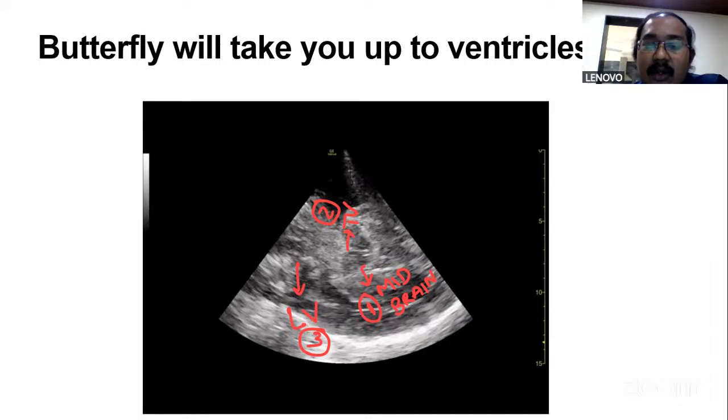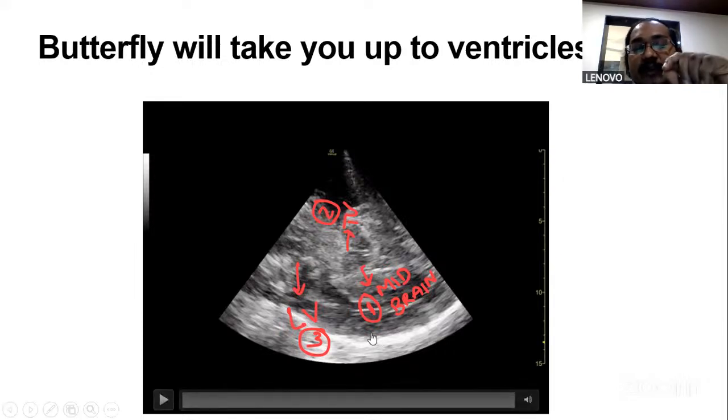As we know, we always look at the midbrain first. When the probe is placed at the transtemporal window and we get the midbrain, all you need to do is to tilt it up. If you slowly tilt up, you would get the third ventricle. If you slowly tilt even more up, you get the lateral ventricle. Here we try to label the hypoechoic structures in an anti-clockwise manner. The first would be the midbrain, the second would come as the third ventricle, and the third would come as the left ventricle.